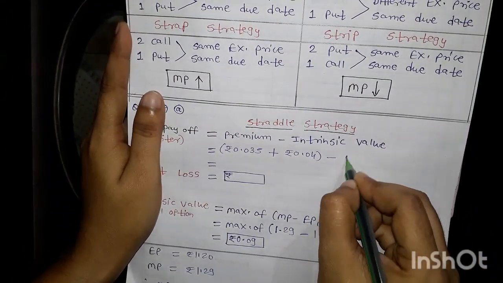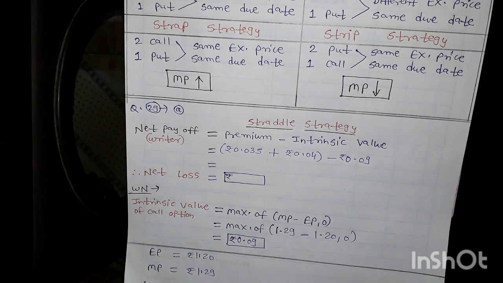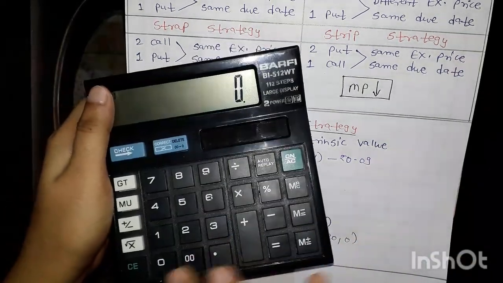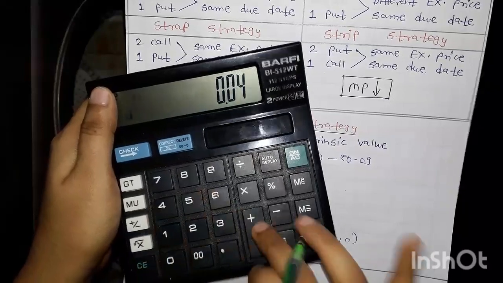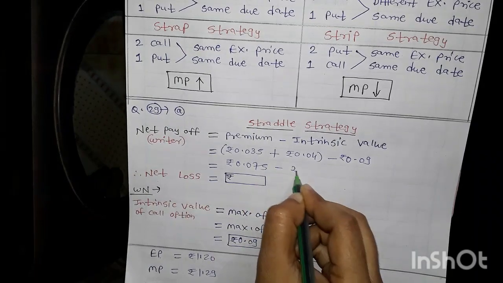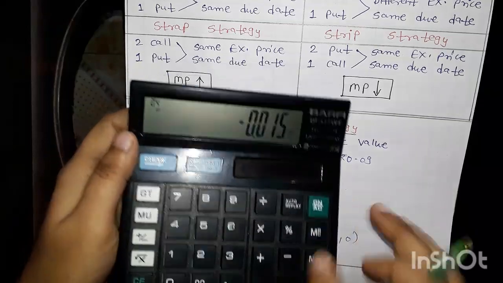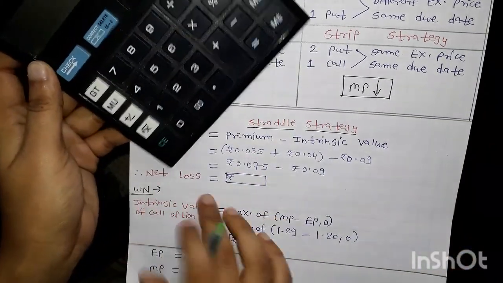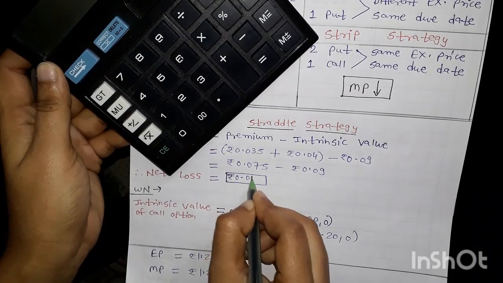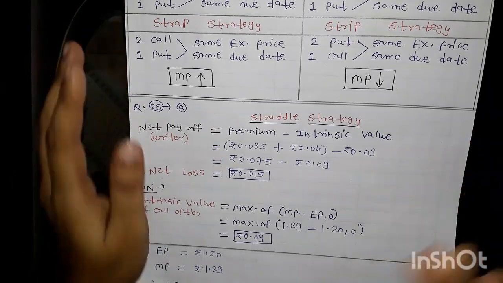Intrinsic value I got is 0.09, rupees 0.09. So here 0.35 plus 0.04, it is 0.075, minus 0.09. I am getting here a minus value, it means it is a loss. So net loss is 0.015. 0.015 is my net loss. See, 0.015 is the net loss.